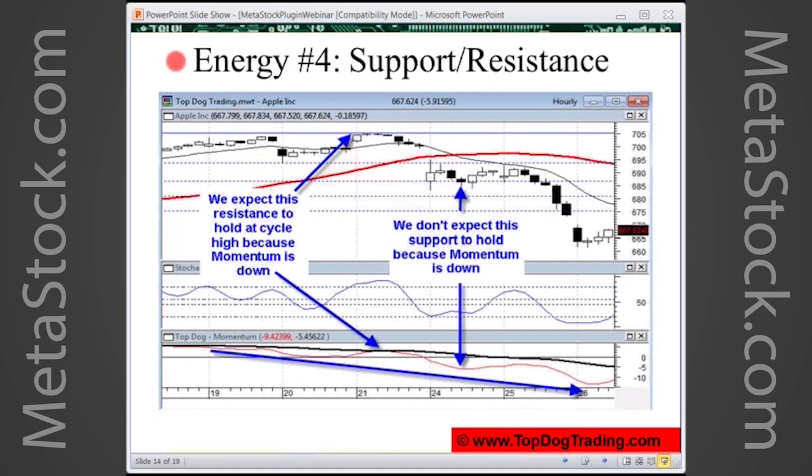All right, number 4, support resistance. So we expect this resistance to hold at this cycle high. Why? This blue line here is a resistance level, because momentum is down. Now, I've seen people who have all kinds of support resistance lines, so many lines that the market can't even move without hitting a support or resistance line. That gets crazy. But it actually leads to a good point as to which support resistance lines the market will bounce off of and which it will just slice right through.